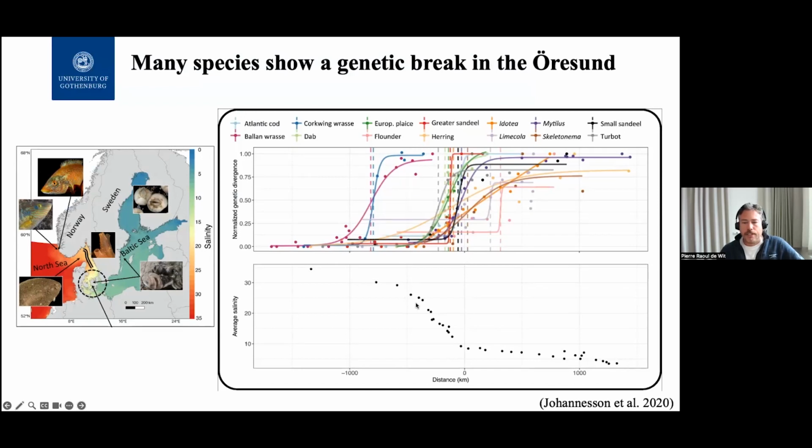You see the salinity gradient into the Baltic Sea, and you see also these genetic differences compared to outside of the Baltic Sea, that at the entrance of the Baltic Sea most organisms show a big genetic leap or a genetic differentiation here. So this is also a big environmental difference here, so perhaps not super surprising. But there are other places as well where you see these multi-species genetic discontinuities.